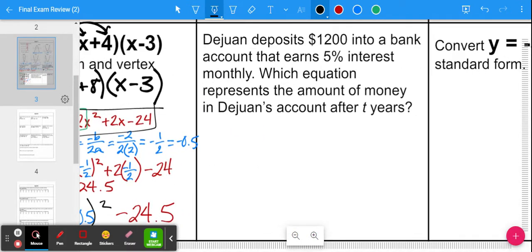So our next one says, Dewan deposits $1,200 into a bank account that earns 5% interest monthly. Which equation represents the amount of money in Dewan's account after t years? So this is the compound interest. So we have A equals P times 1 plus or minus, depending on growth or decay, r divided by n, to the nt.